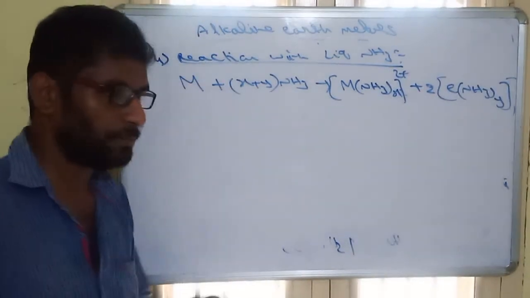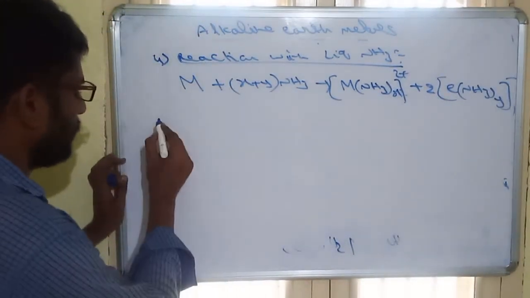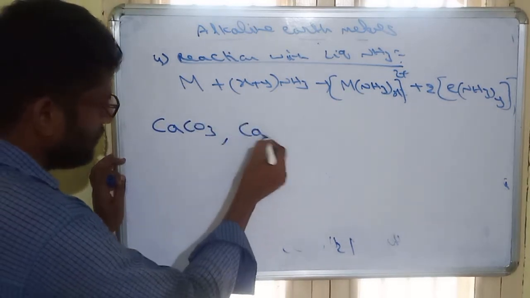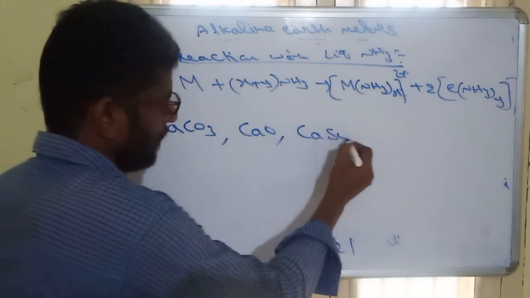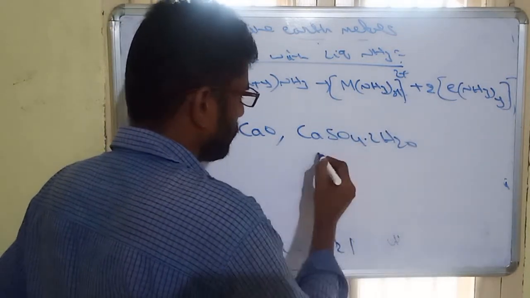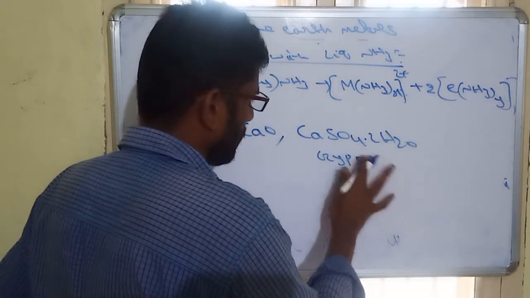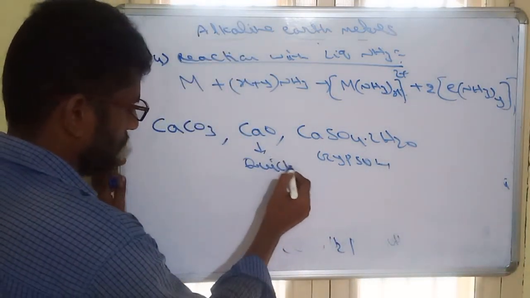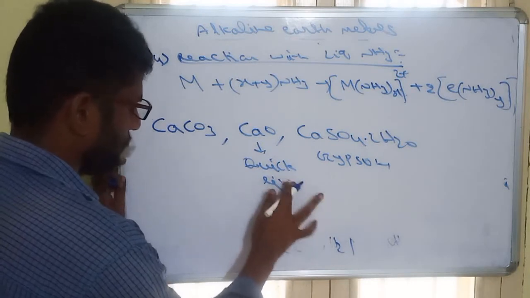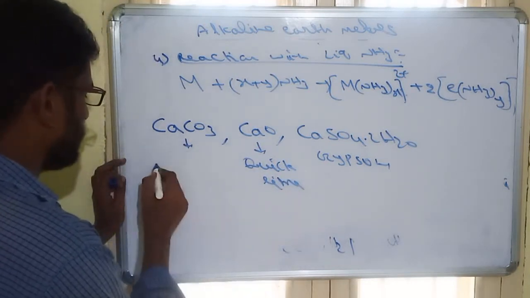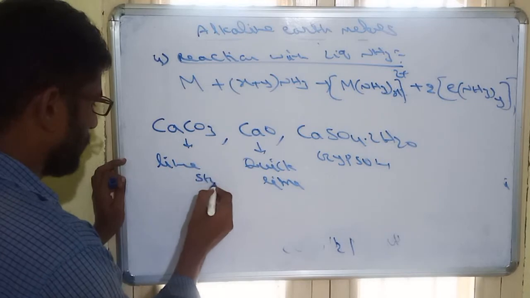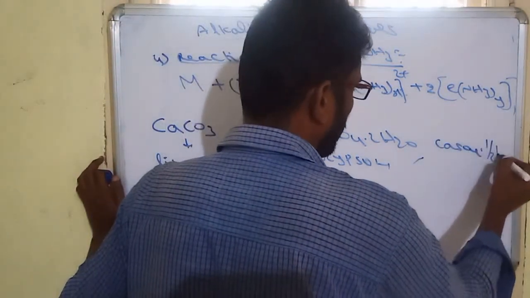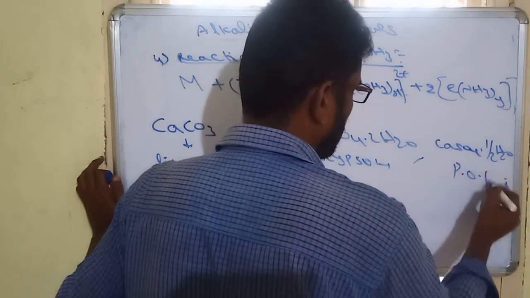So in these, also some important compounds are there. One is calcium carbonate, calcium oxide, CaSO4.2H2O. So this is called gypsum. And this is the quicklime. And this is the limestone. Another important one is CaSO4.1/2H2O. This is called plaster of Paris.